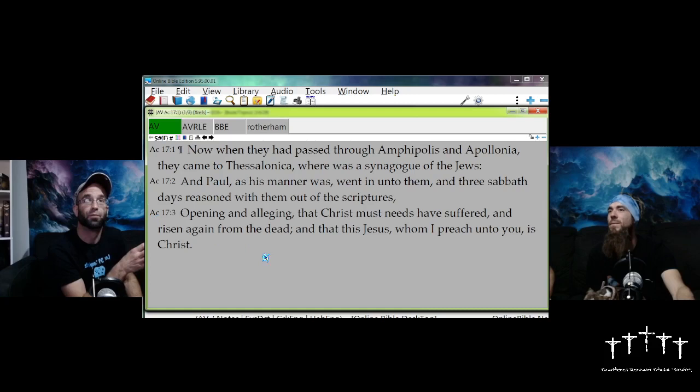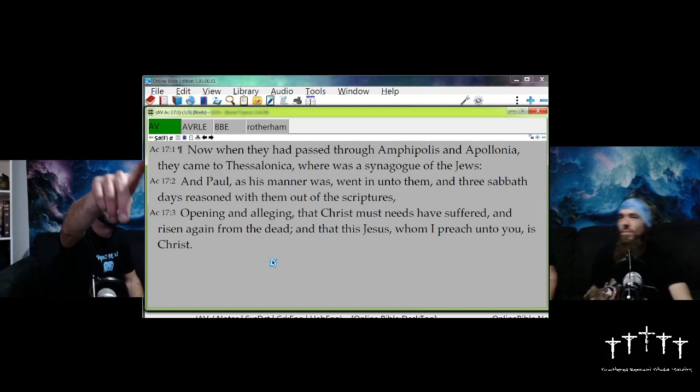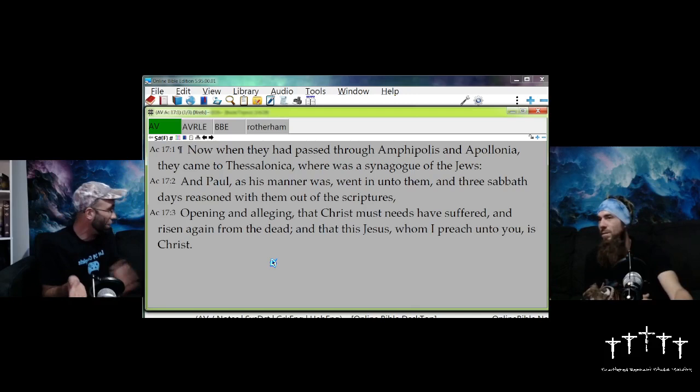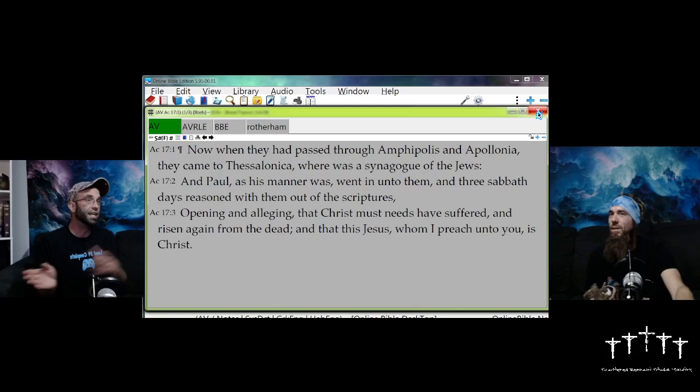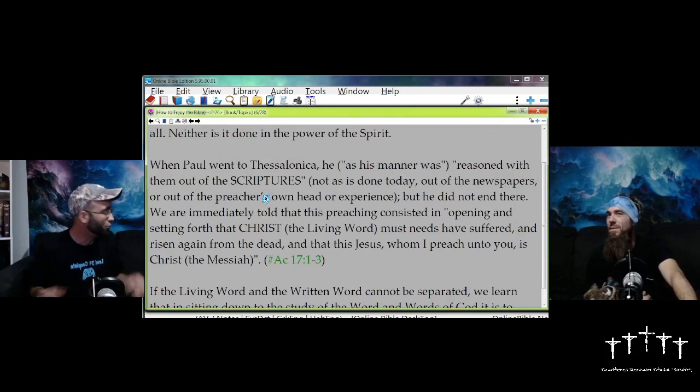There's a spot where Bullinger says he reasoned with them out of the scriptures. Right. He didn't go anywhere else. That's right. Bullinger says he didn't use any newspapers, no peer articles. He didn't go to any modern scientific journals of the time. He used only the Word. And he reasoned Jesus Christ with the Old Testament Word too. Because he was a Pharisee of Pharisees. That's what they did. But he did not end there.